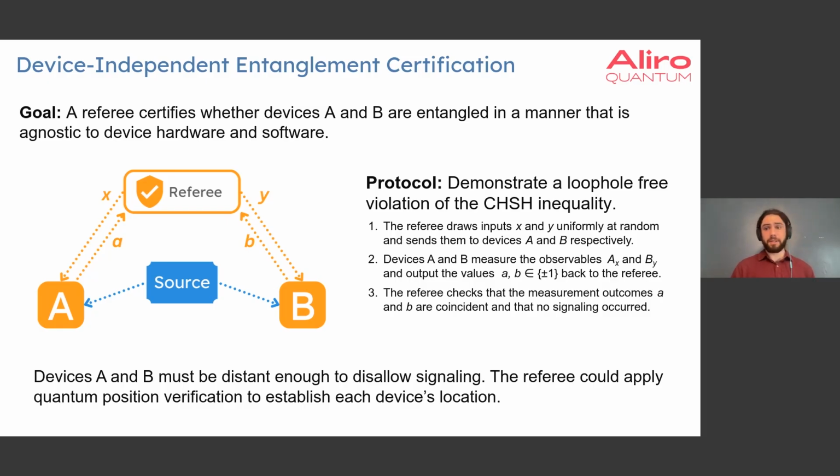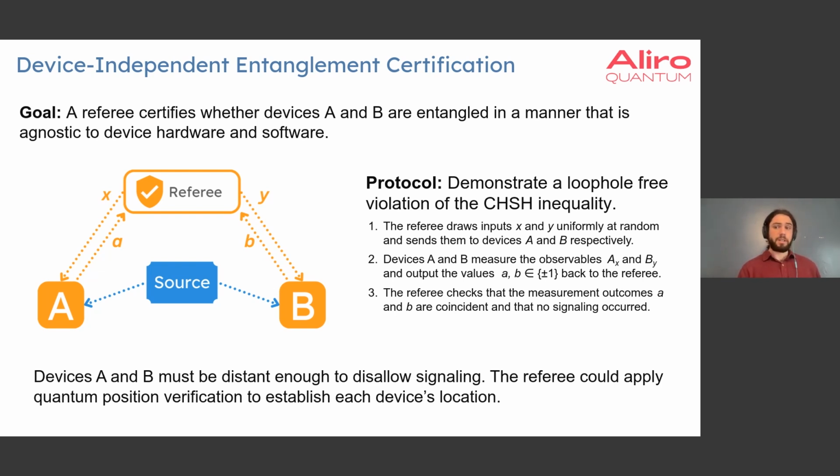Now, device-independent entanglement certification is a nice way that this can be done in a hardware-agnostic manner, and it's really important that these methods can be hardware-agnostic because there are many different platforms on which a quantum network can be implemented. So our approach to certifying those resources can be uniform across all those platforms. In this approach, a referee certifies whether devices A and B are entangled in a way that is totally agnostic of the device's hardware and the device's software.